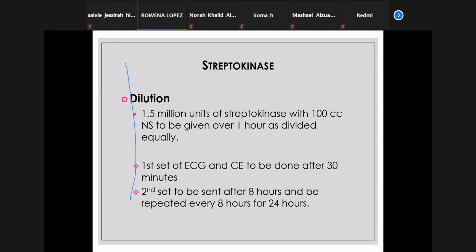So the first set of ECG and cardiac enzymes is to be done after 30 minutes, at half of the dilution, okay, the preparation. Then the second set is to be sent after 8 hours and repeated every 8 hours for 24 hours, okay. So we have ECG and cardiac enzymes.